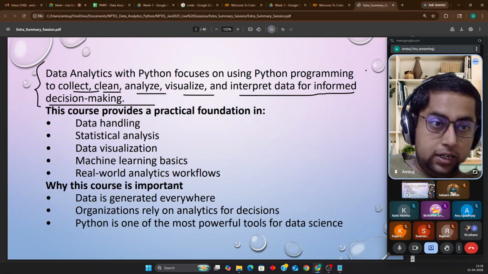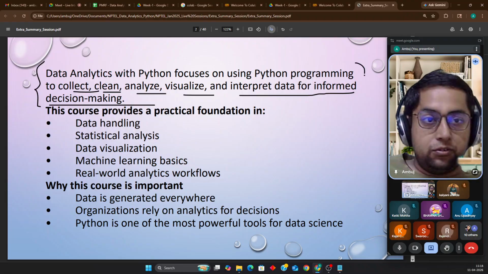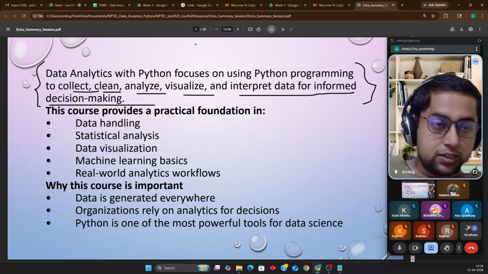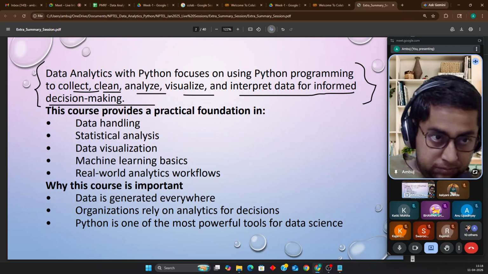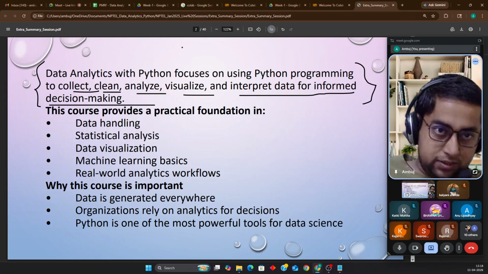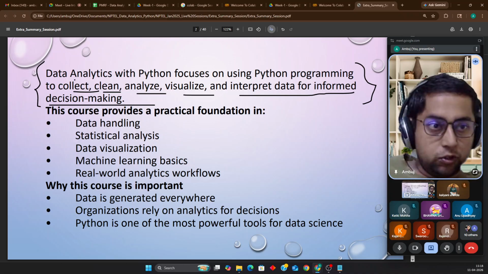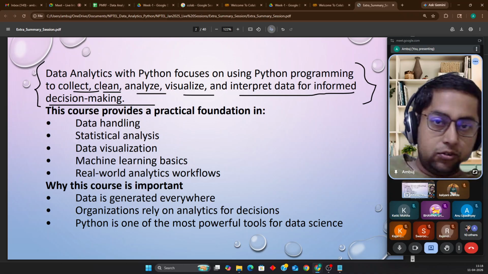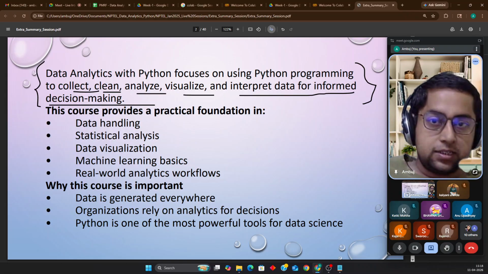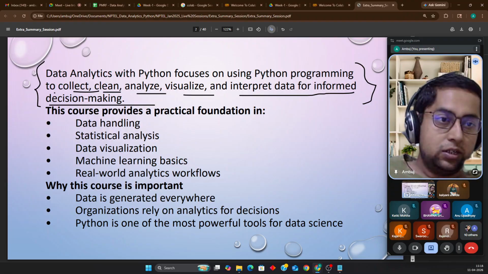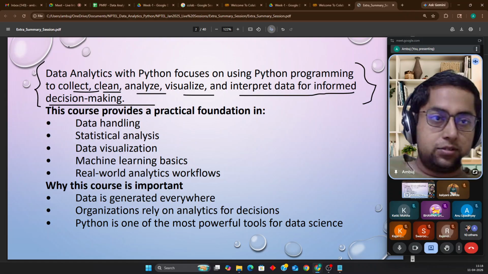This is the purpose which you would be fulfilling as a data scientist, as a software developer, as a software engineer, as a data analytics engineer in any of the IT companies. First of all, you have to collect the data, clean the data, analyze the data, visualize the data, interpret the data, and make the decisions. What does decision making involve?